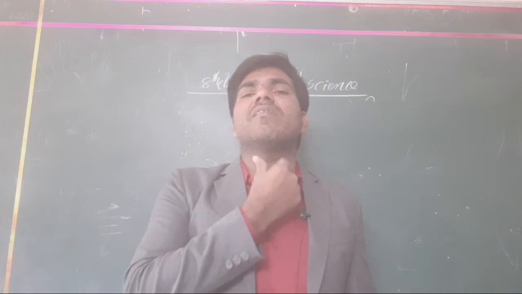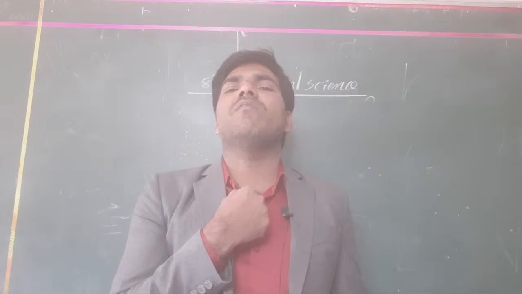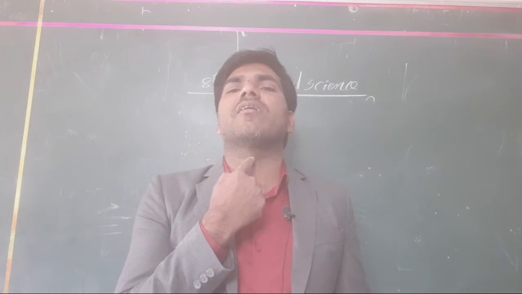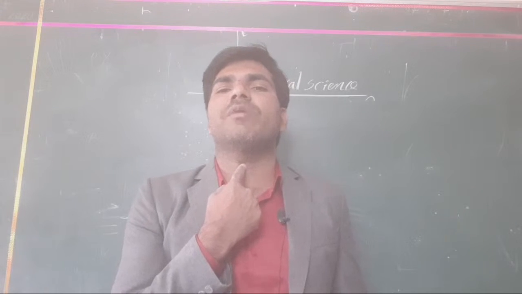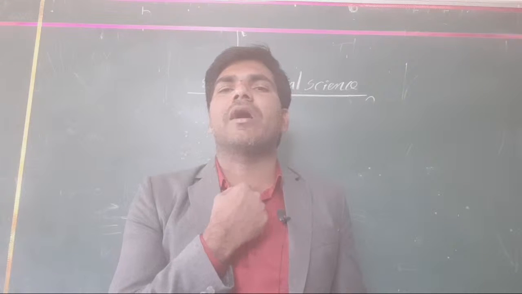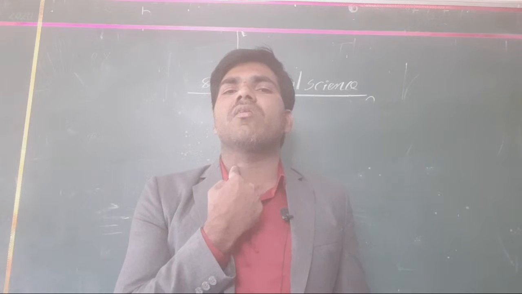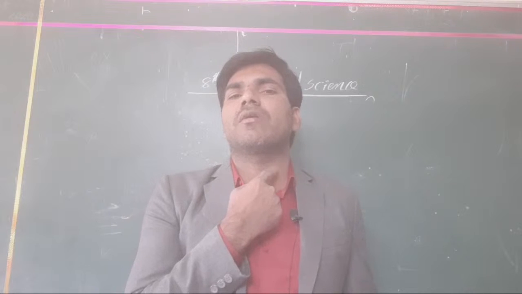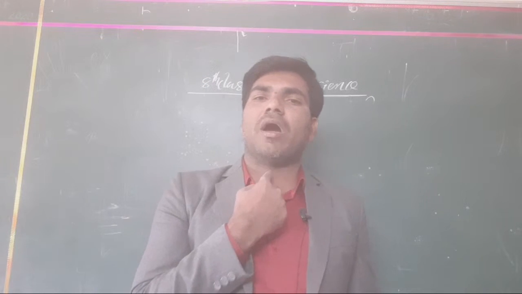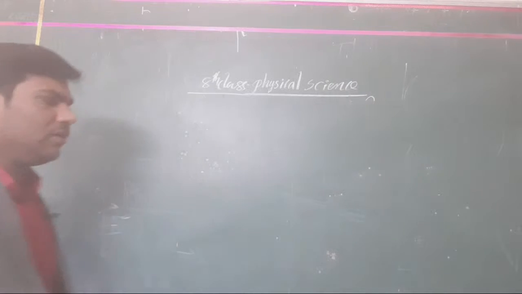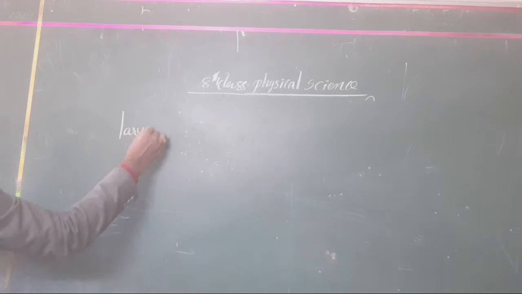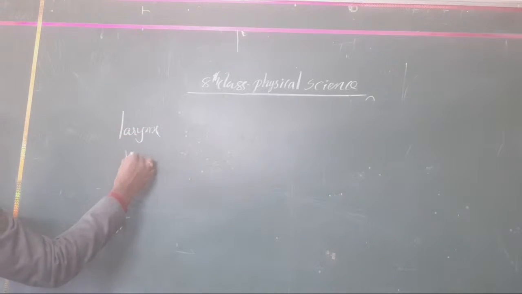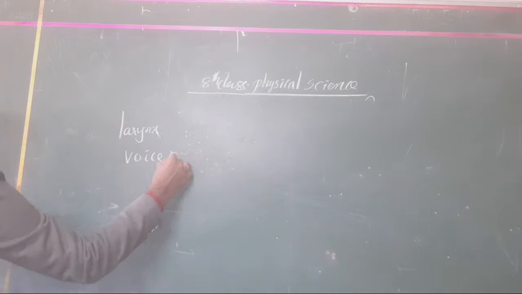On the chart we have taken, we already discussed that when we speak, this particular part undergoes vibration. So the sound of human beings is produced from this particular part only. Clear? We already discussed that the name of this part is the larynx, or otherwise it is also called the voice box.